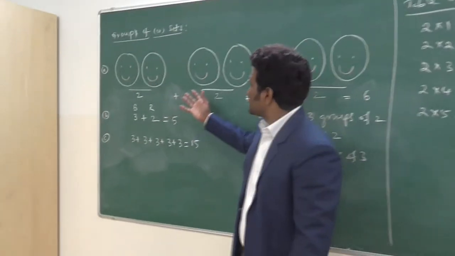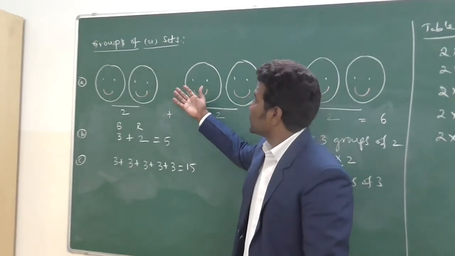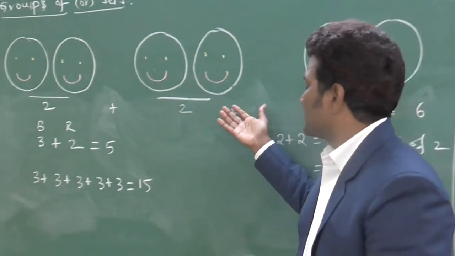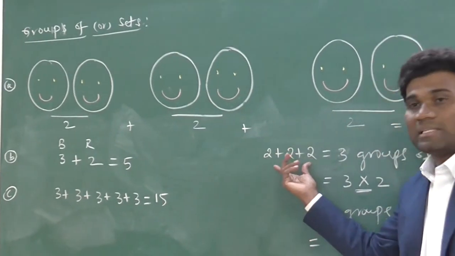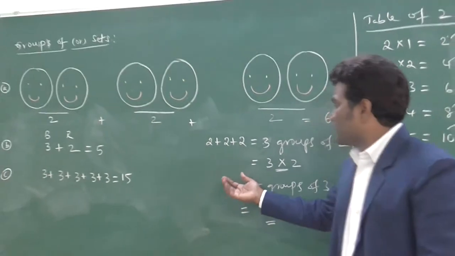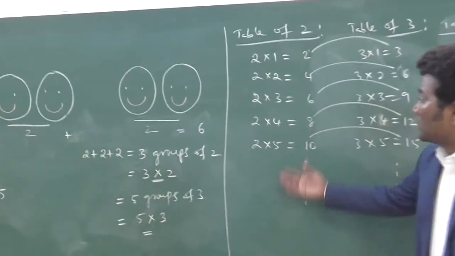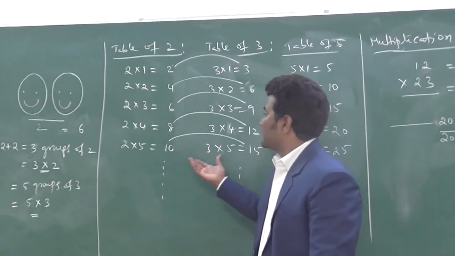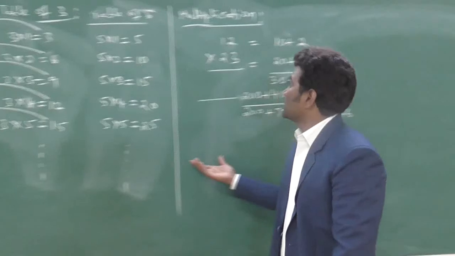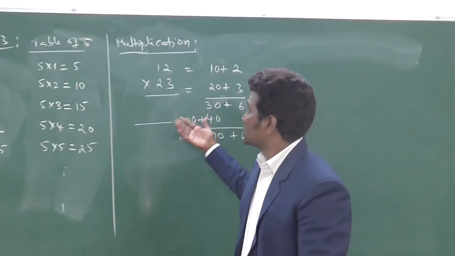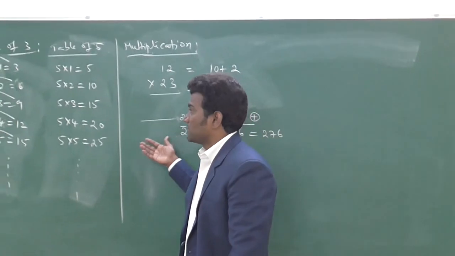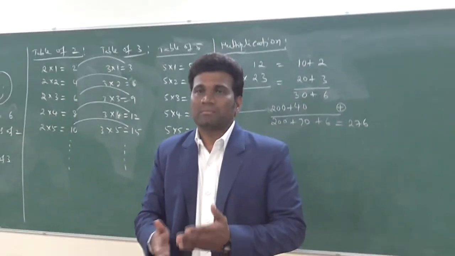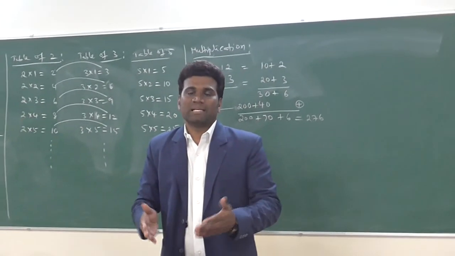Multiplication started with like groups. The same groups, similar groups added together, or repetition of addition, is nothing but multiplication. And followed by that, we learned how to form multiplication tables, and by using this knowledge we learned about multiplication of a 2-digit number with a 2-digit number, and we also learned about the differences between addition and multiplication as well as the similarities.